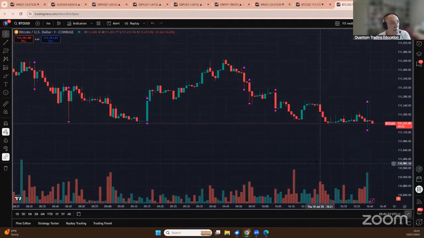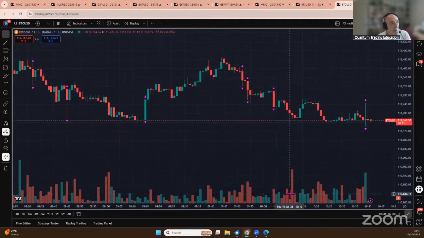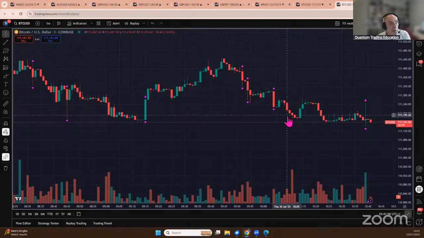But the other point is that we can apply precisely the same lessons from a volume price analysis perspective on cryptocurrencies as we would on any other instrument. And you can see it very clearly here where my cursor is. The price has been coming down.